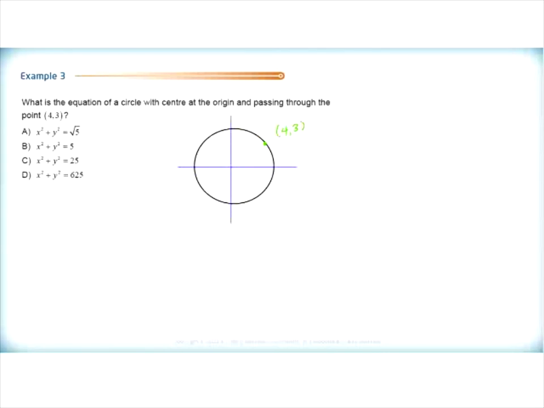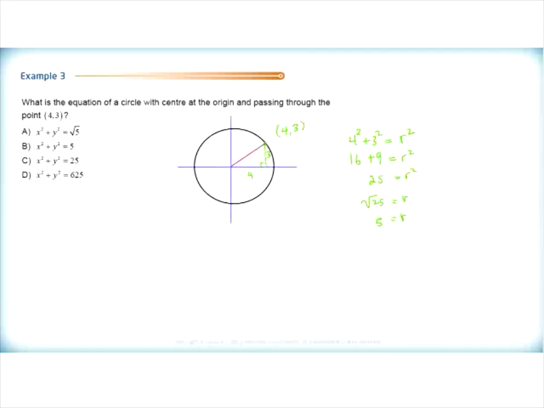If x is 4 and y is 3, you should recognize that this is no longer a unit circle. This is a circle with a different radius than 1. Let's determine what the radius is. 4 squared plus 3 squared will equal the radius squared, using the Pythagorean theorem. 16 plus 9 is equal to r squared. 25 is equal to r squared. R is equal to the root of 25.